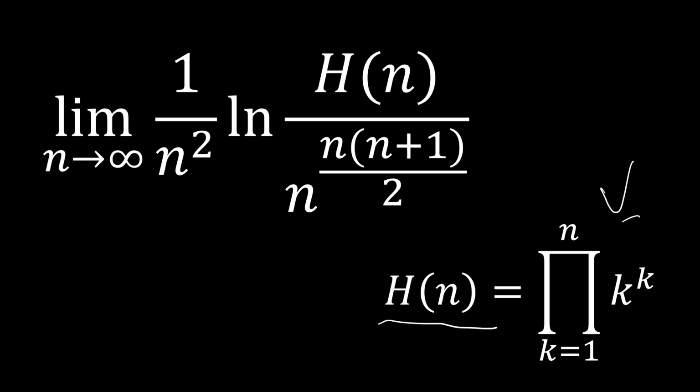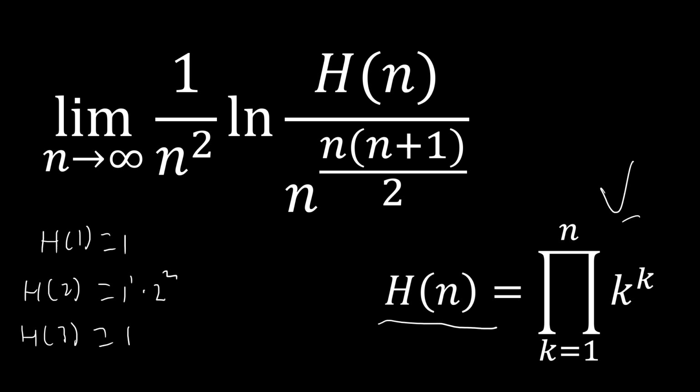Before we do, I just want to discuss the hyperfactorial function because this product notation is kind of confusing. But basically, h of 1 is just 1. Then h of 2 is going to be 1 to the 1 times 2 to the 2. H of 3 is going to be 1 to the 1 times 2 to the 2 times 3 to the 3, and we just continue on, so on and so forth like that. And that's what the hyperfactorial function is. So let's go ahead and start evaluating this limit.